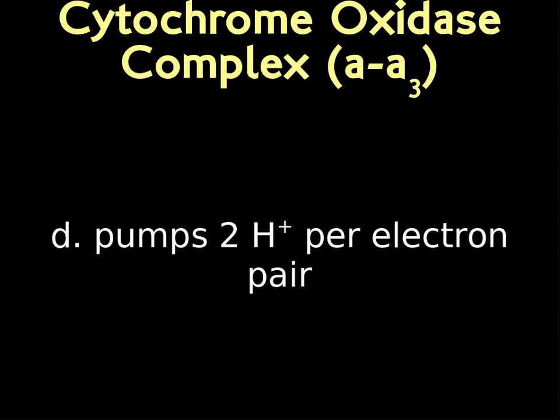I was just rewording this because it says per electron pair. Oh, okay. So it's 2 per pair. Yeah, it's 2 per 2, so you divide 2 by 2, you get 1 per.